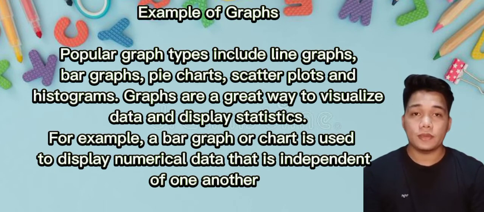Examples of graphs. Popular graph types include line graphs, bar graphs, pie charts, scatter plots, and histograms. Graphs are a great way to visualize data and display statistics. For example, a bar graph or chart is used to display numerical data that is independent of one another.